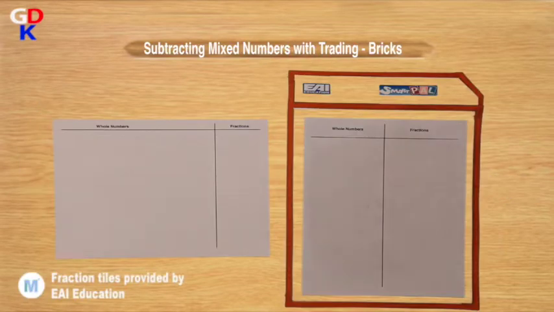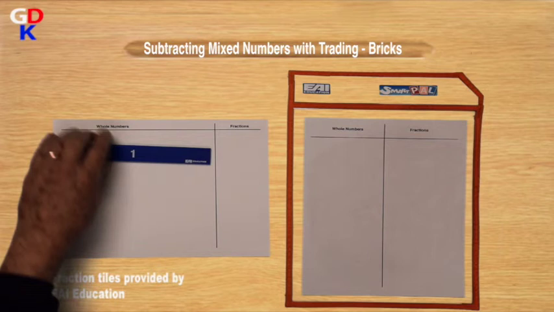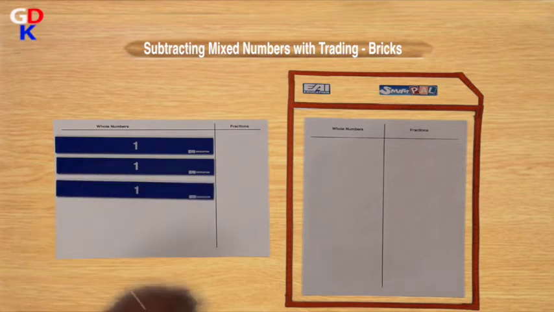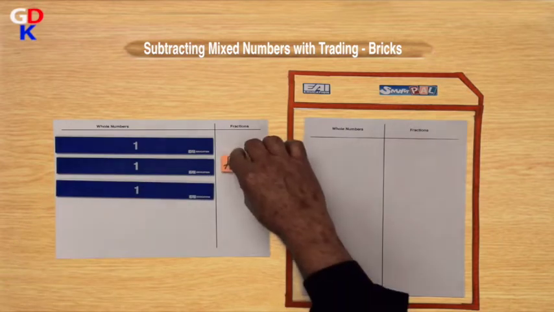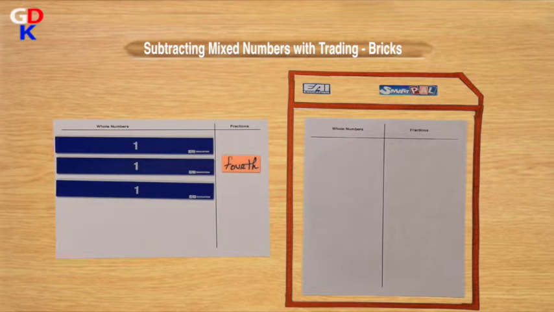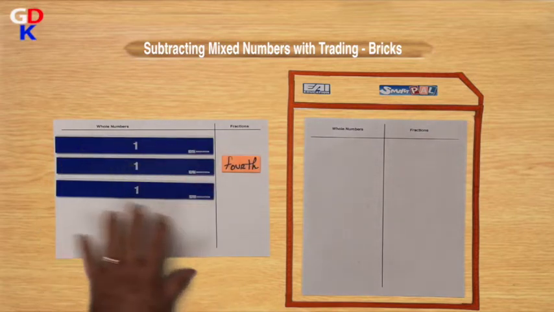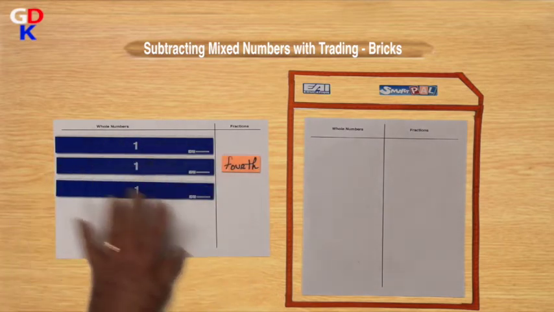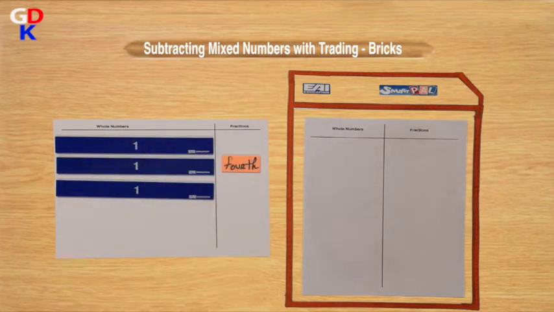We're talking about subtracting mixed numbers. And we're going to start with the mixed number 3 1/4. Now from 3 1/4, we want to subtract 1 2/4. Now you have to remember that the 1 2/4 is somewhere in the 3 1/4. It is not another quantity someplace else. So we have to find 1 2/4 in 3 1/4.